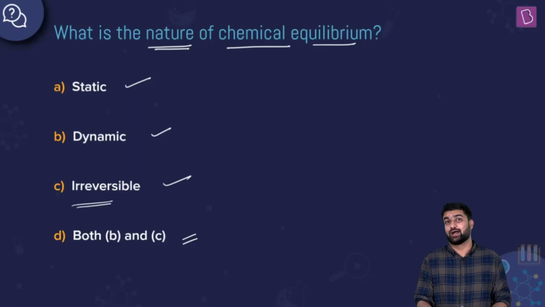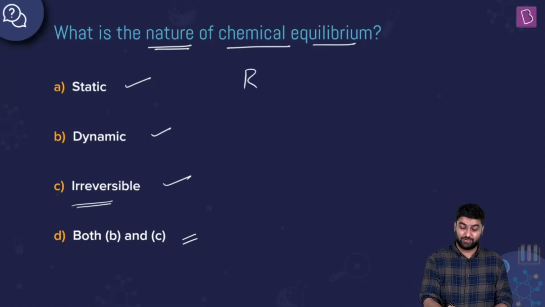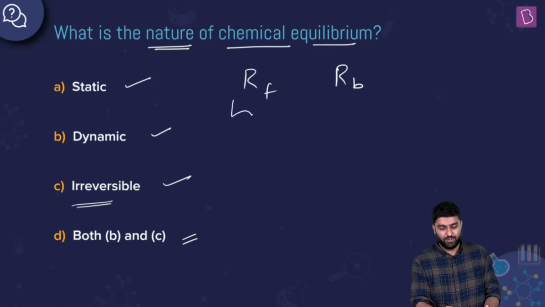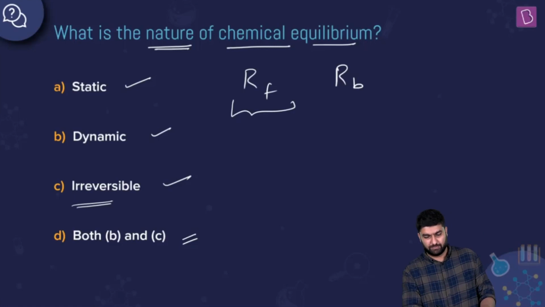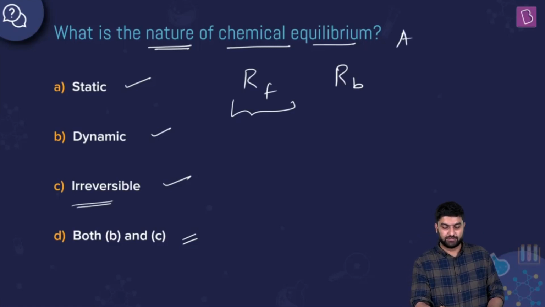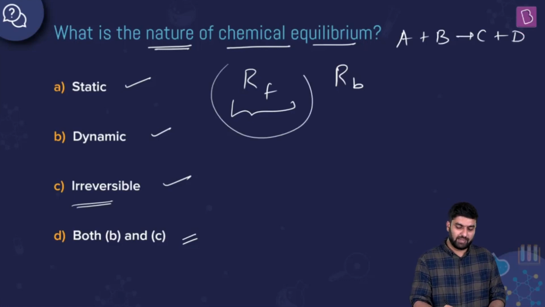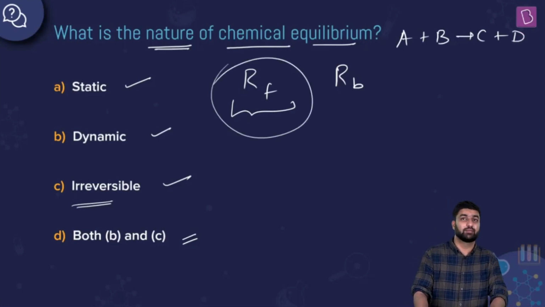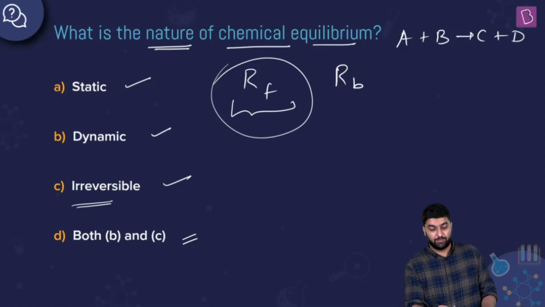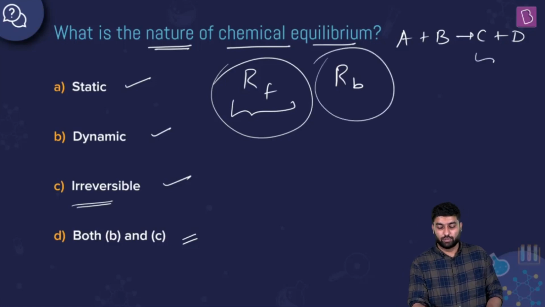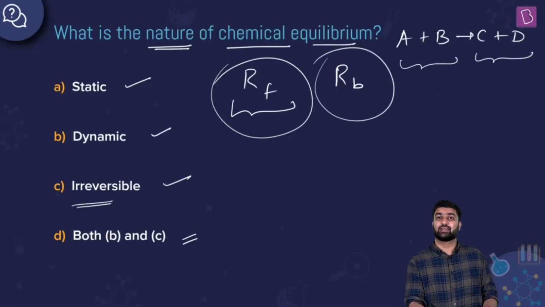Now, while I've said counter each other's effect out, remember we talked about rate of forward and rate of backward, and we say forward reaction consumes reactants and produces products. Or maybe calling them reactants and products is also wrong. So let me just give you some references. The forward reaction here consumes A and B and produces C and D. And the backward reaction here consumes C and D and produces A and B.